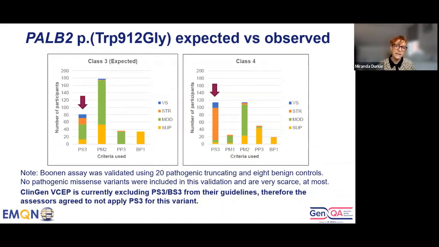Now, this was a very interesting variant that the assessors had quite a bit of discussion about, because actually the Boonen assay was validated using 20 pathogenic truncating variants plus benign controls, and they didn't have any pathogenic missense variants in there because they are extremely rare. And so we had discussions with the ClinGen VSEP authors, and they said that this time they're not including PS3 and BS3 in their classification. So we would actually recommend not using this for PALB2 currently.